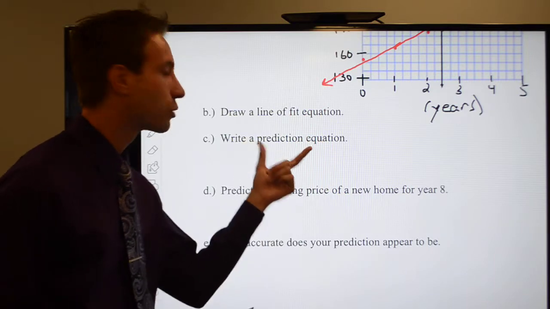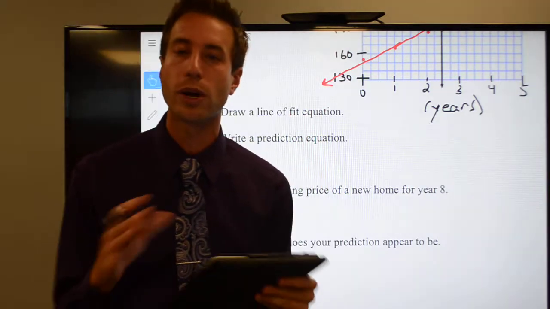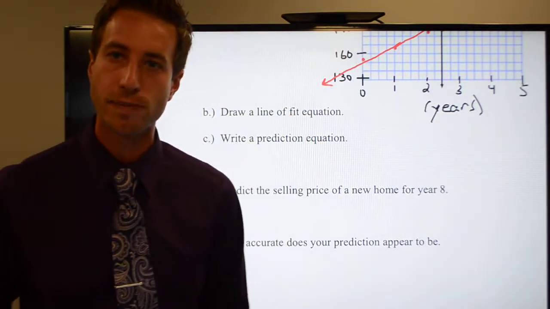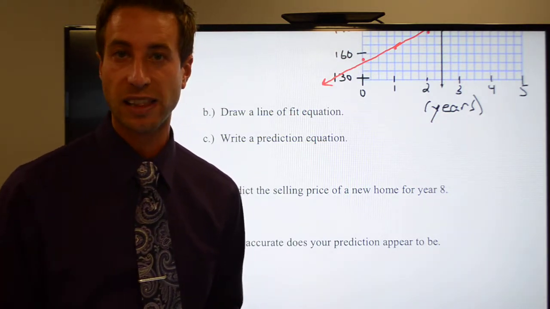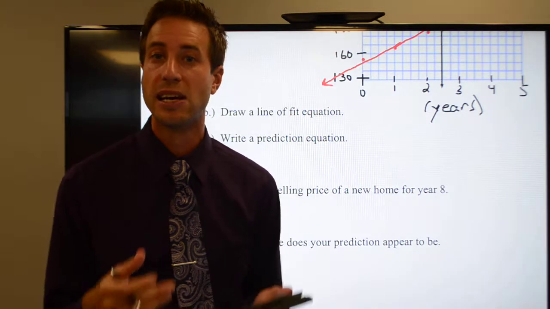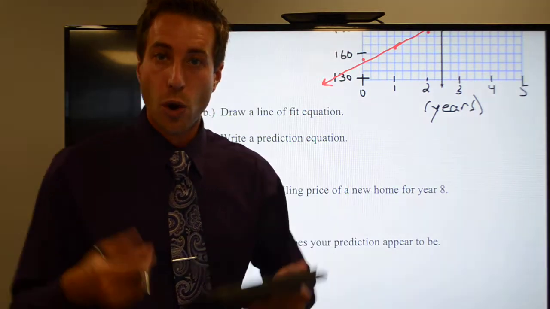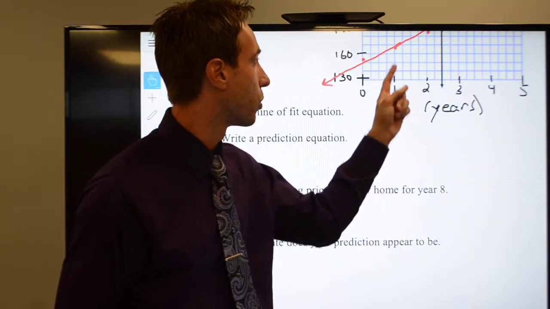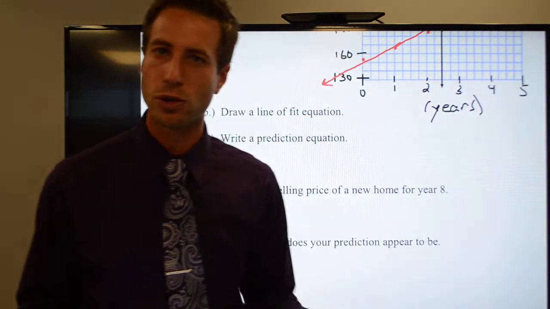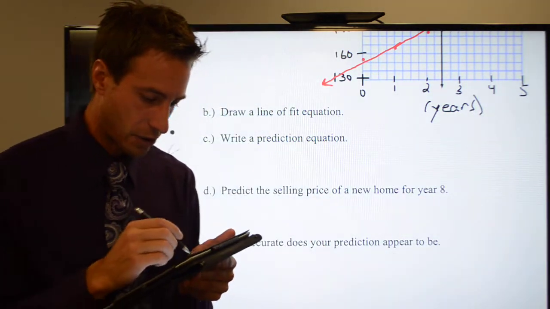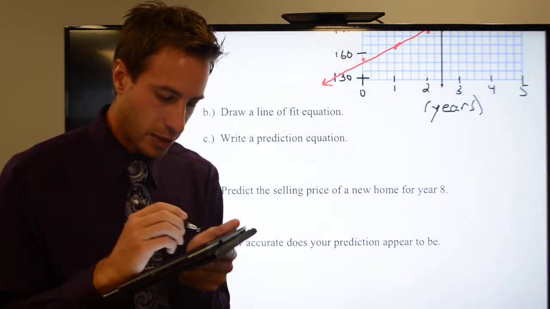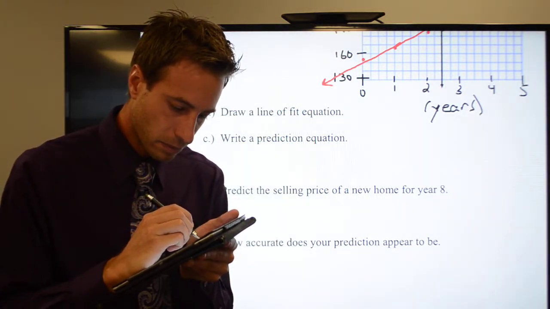Now, the next part is write a prediction equation. So we want to go ahead and now write our prediction equation. Remember, we're going to use the point-slope form of a line, which means I need a point and I need a slope. Well, I have 2 points. I picked 2 points, year 1 and year 4. Those are the points we're going to use to find the slope. So let's do that first. Let me find my slope here. I'll do that in blue.